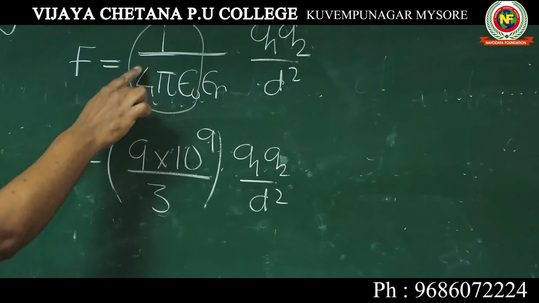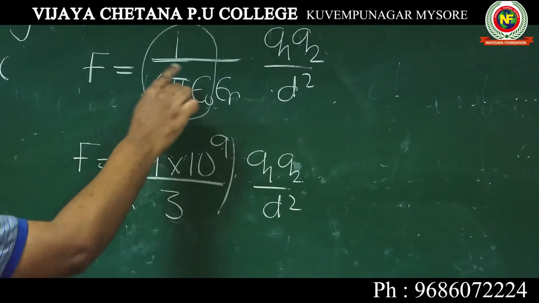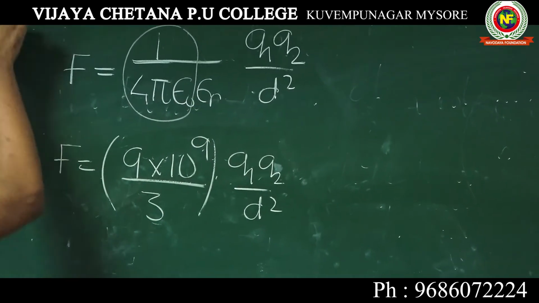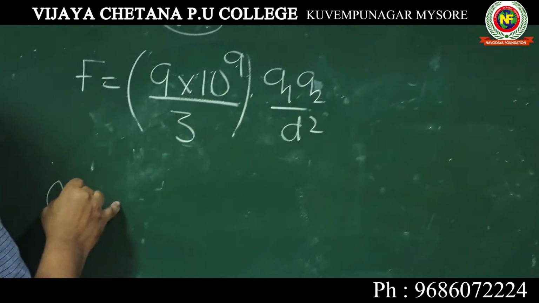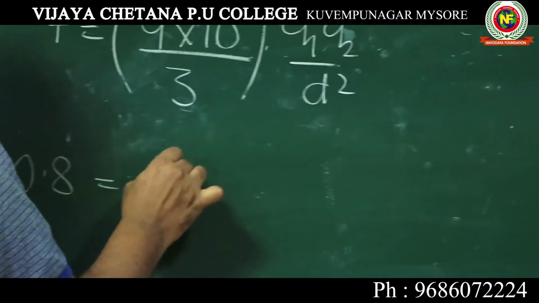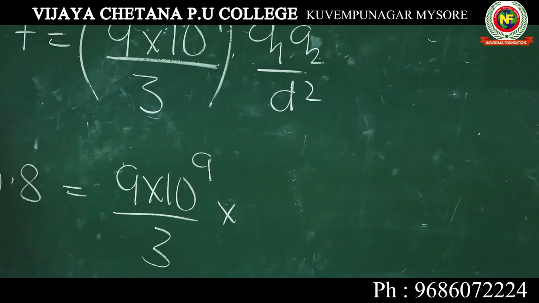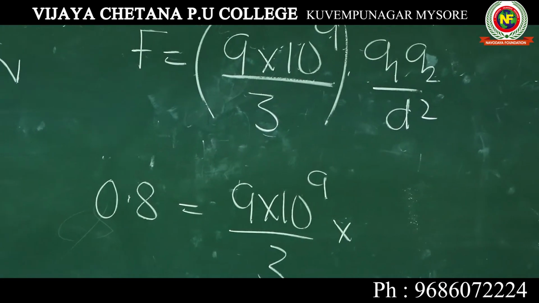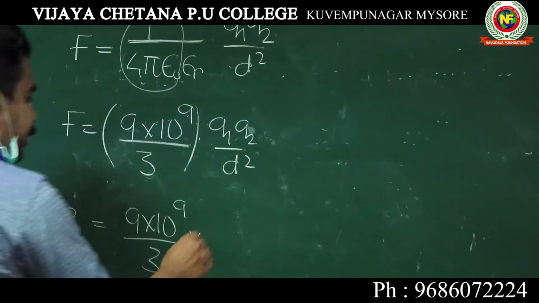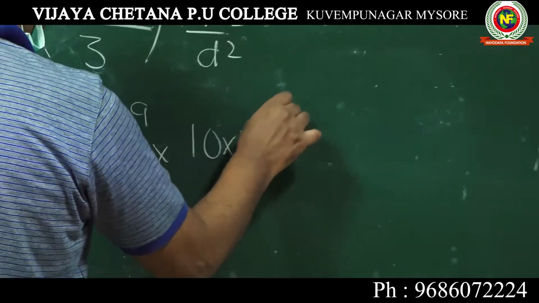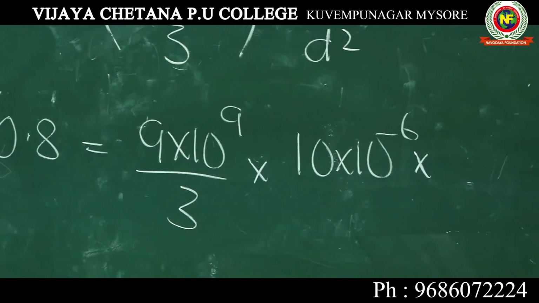Please check this. 1 by 4 pi epsilon naught is 9 into 10 to the power of 9. Epsilon r is 3, which they have given. I have written it as it is. So F is how much? 0.8 Newton is 9 into 10 to the power of 9 divided by 3 into charge 1, 10 microcoulomb. Minus sign is there, but the minus sign is only for judging the nature. You consider now only the magnitude.